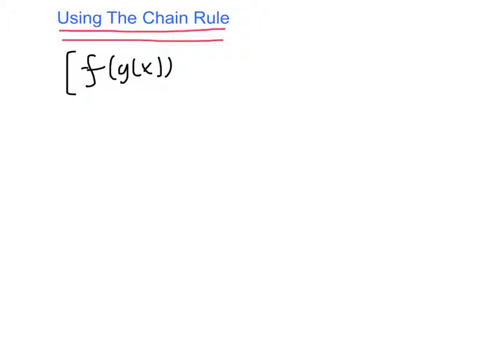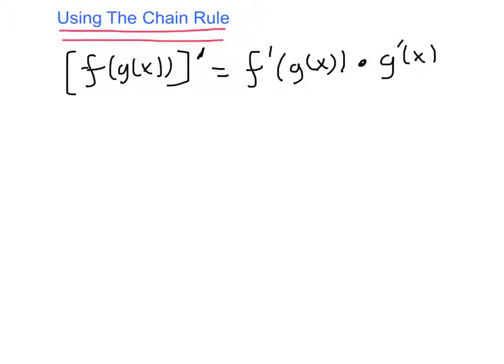If we want to take the derivative of this composition, indicated by that little apostrophe, the chain rule says take the derivative of the outside function f with g of x plugged in and multiply that by the derivative of the inside function g of x. And if you have more than two functions composed, then you'd continue to chain those together, starting at the outside and working your way in.